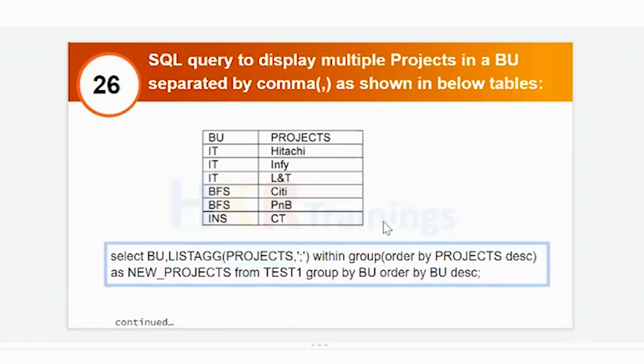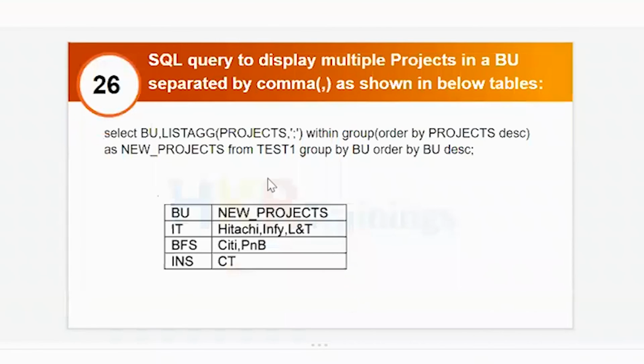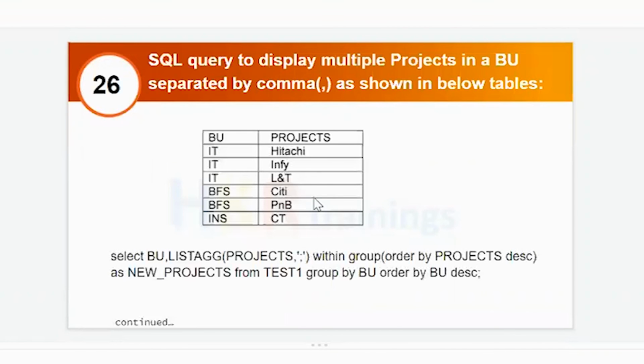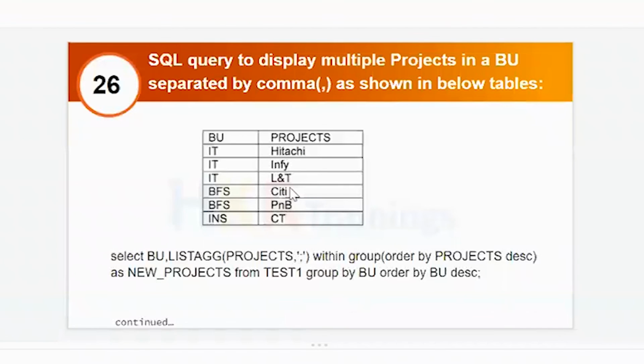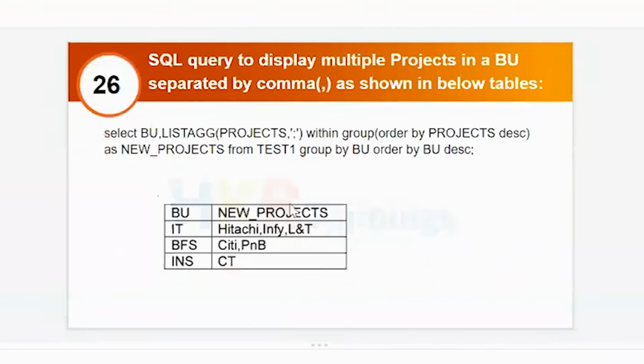What it is doing is grouping all the projects by BU. Now suppose IT has Hitachi, IT has Infi, IT has L&T. What it is going to do is put IT, Hitachi, comma Infi, comma L&T. So what was in different rows, we have clubbed together into one single row. Similarly for BFS, it was city and PNB, right? But now with our query, we have changed it to one single row. BFS, we have city and PNB.